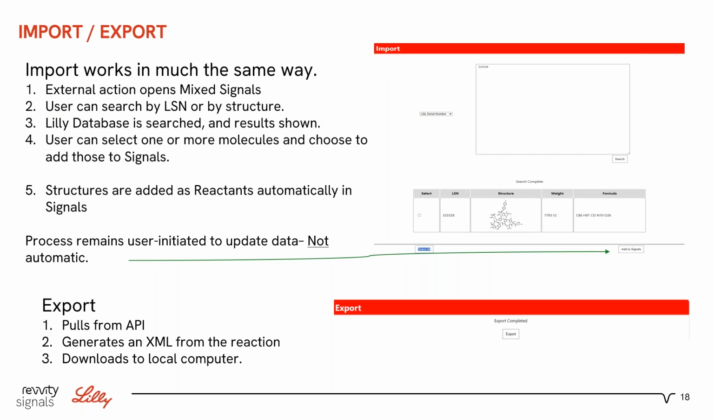So our next integration is import, and this works in much the same way. We're using an external action to open our mixed signals application again. And then what we can do there is search the Lilly proprietary database for compounds based on serial number or their structure. So we can also do structure and substructure searches here. Once this is searched, we see results like here, says a search complete, and we can select from those results. And then again, we can click add to signals.